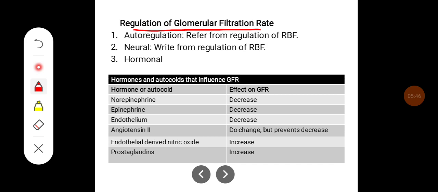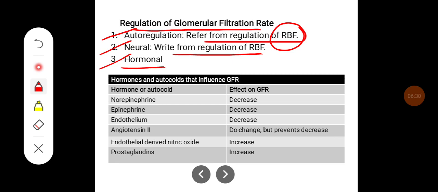Regulation of glomerular filtration rate. It is mainly done by autoregulation, neural mechanism, and hormonal mechanism. Autoregulation: the glomerular filtration rate is regulated accordingly with the renal blood flow. In a similar manner to how the renal blood flow is regulated, glomerular filtration rate is regulated. Similarly, it is also regulated by sympathetic and parasympathetic nerves, but the neural regulation does not have much role to regulate glomerular filtration rate, like renal blood flow.